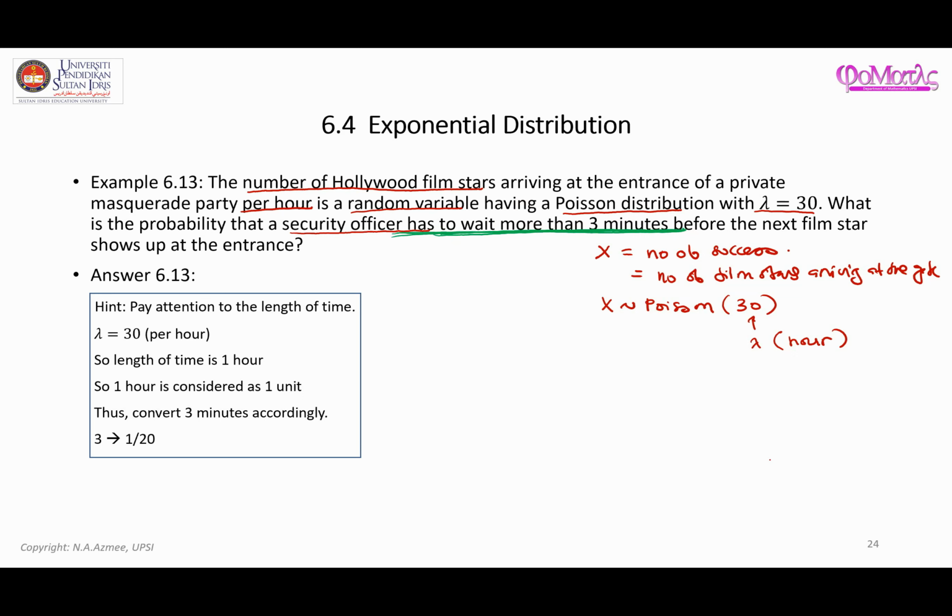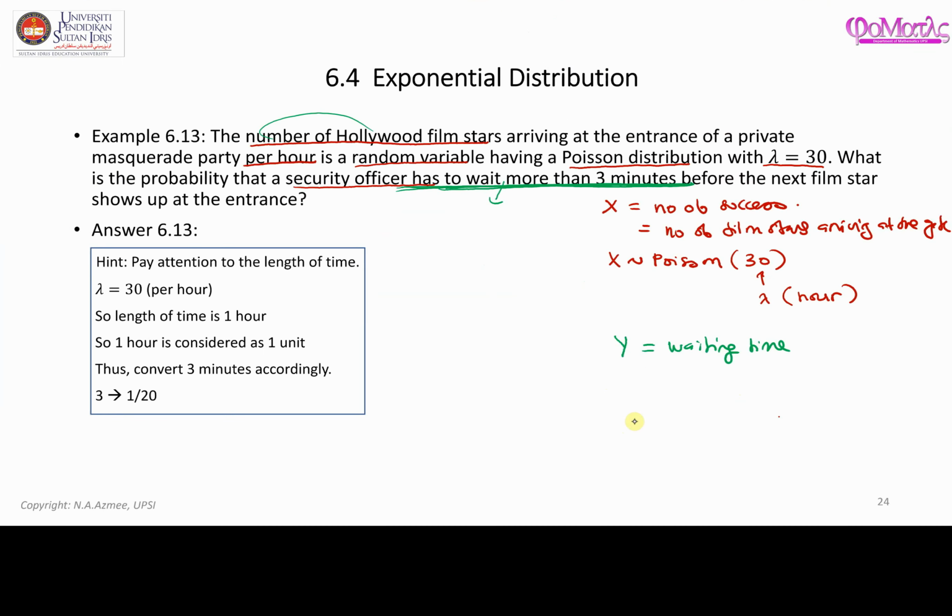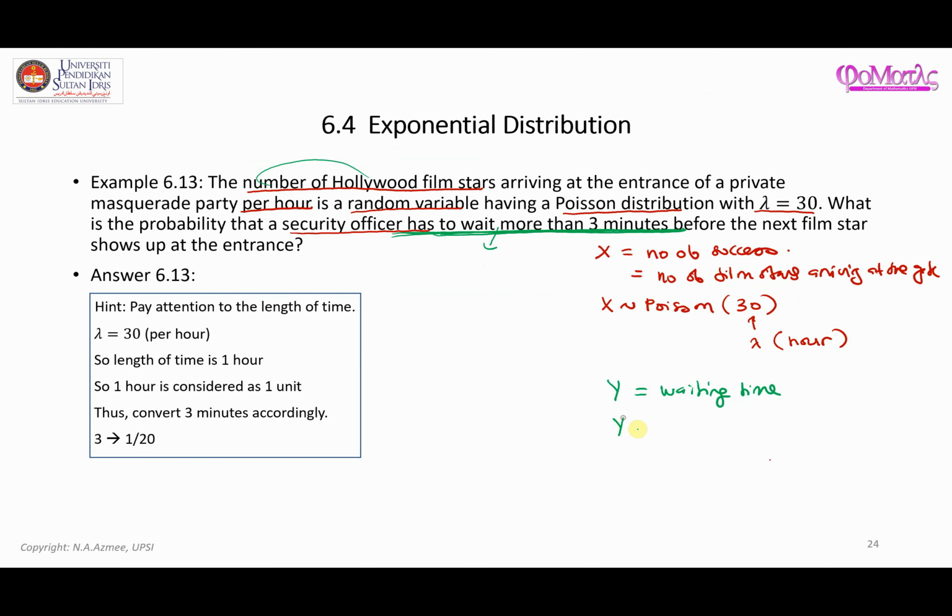So since we already have X to represent the number of Hollywood, this one here we have to represent with another name. So we can call it Y. Y is another random variable that represents waiting time. And we know that Y here has an exponential distribution. And we can use lambda as a parameter as well for the exponential density function.